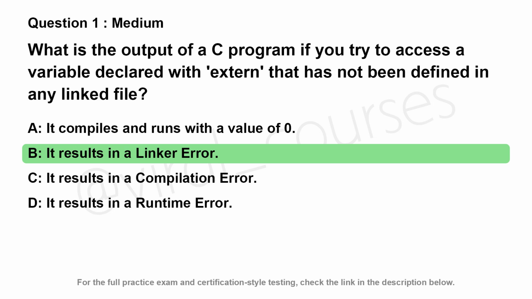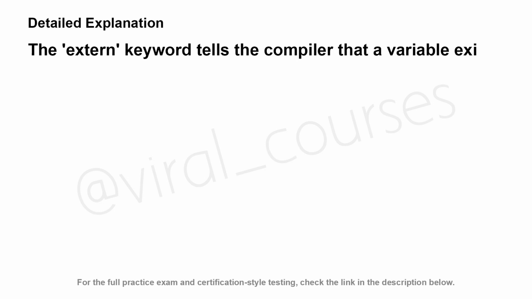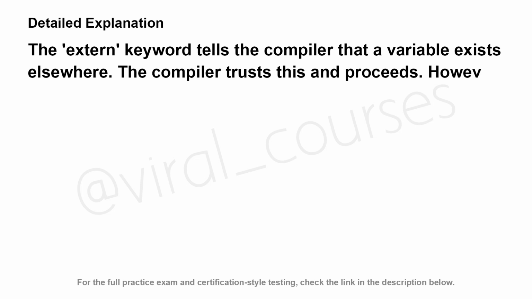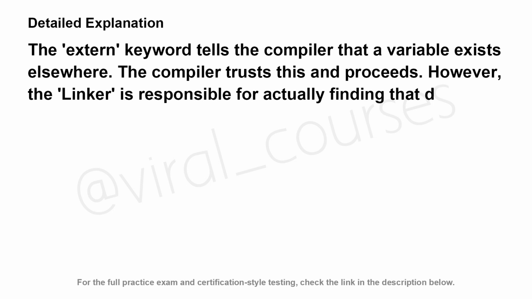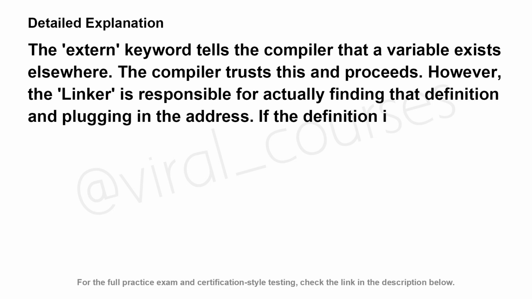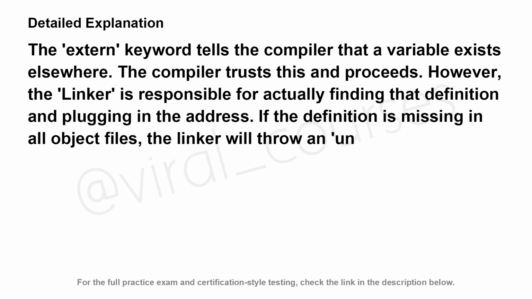The correct answer is B. The extern keyword tells the compiler that a variable exists elsewhere. The compiler trusts this and proceeds. However, the linker is responsible for actually finding that definition and plugging in the address. If the definition is missing in all object files, the linker will throw an undefined reference error.